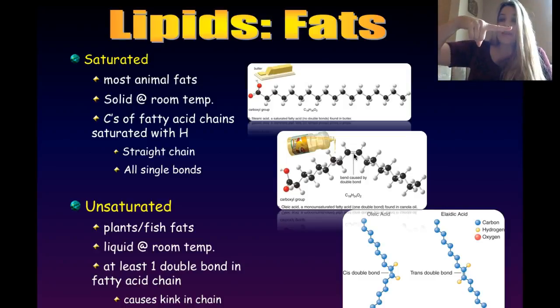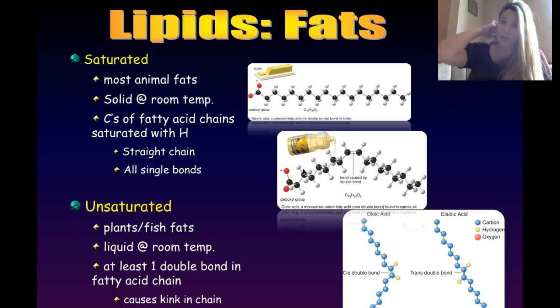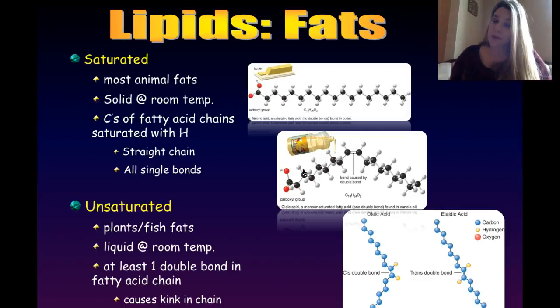And thus, instead of it being a straight chain, it kinks up at that double bond. And so this kink is what's responsible for keeping that unsaturated fat, because the carbons are unsaturated, they're not saturated with hydrogens, liquid at room temperature. It flows much nicer through your arteries. So a little bit better for you than saturated fats.